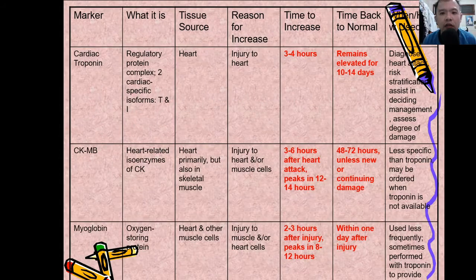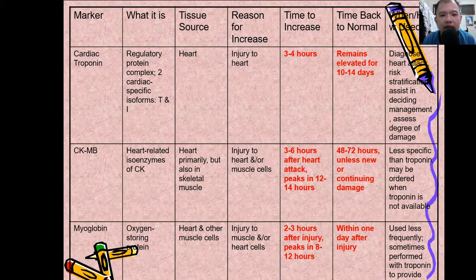So comparing the three, cardiac troponins increase as early as 3 to 4 hours, and remain elevated for as long as 2 weeks. That's why, aside from being specific, as it comes from the heart muscle, it is a cardiac marker that becomes elevated and remains elevated for as long as 2 weeks.